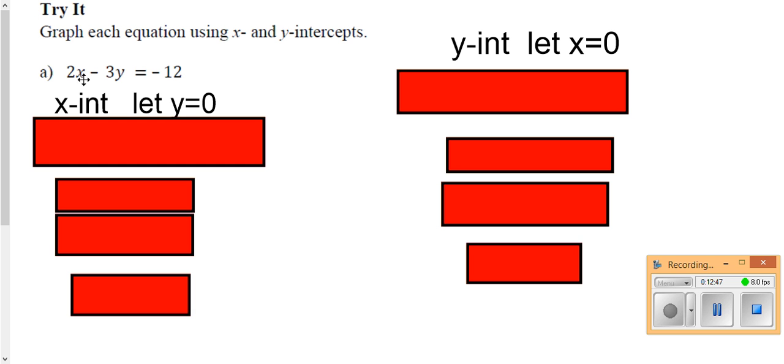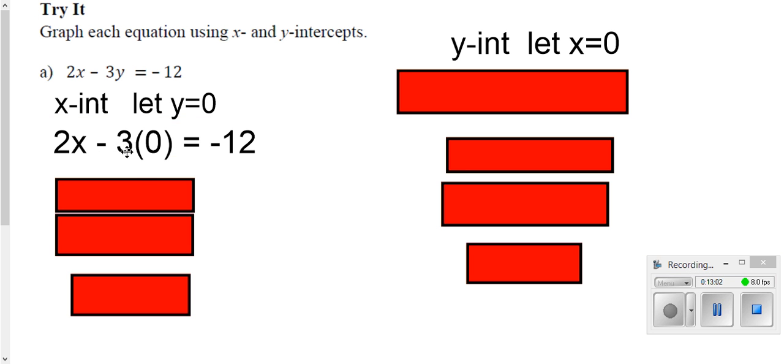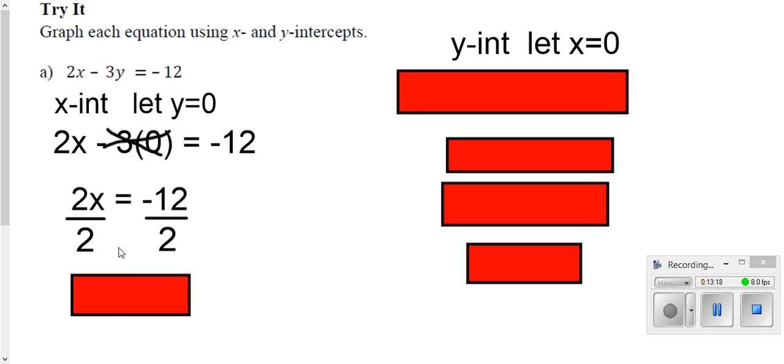All right, so we're going to graph this using the x and y intercepts: 2x minus 3y equals negative 12. So again, we'll start with the x-intercept. When we're doing x, we let the other thing, let y equal 0. So we're going to plug in a 0 for y there, and it looks like this. And as we've seen, this goes away. 3 times 0 is just 0. We're left with 2x equals negative 12. Then a quick last step, divide by that coefficient, divide by 2. And we get x. The x-intercept is at negative 6.